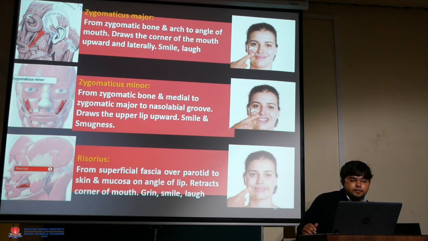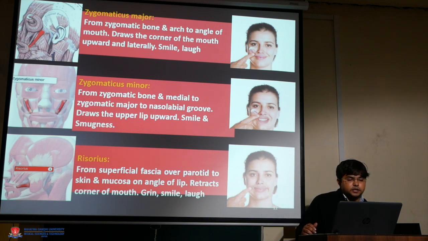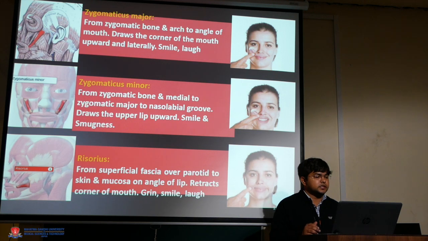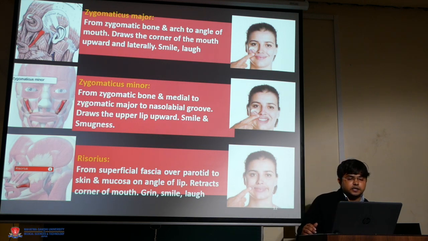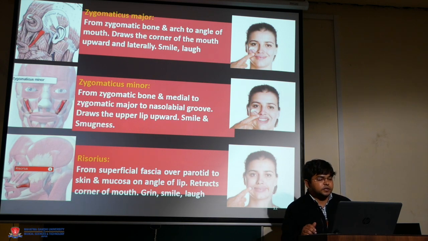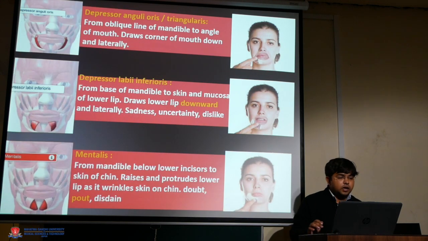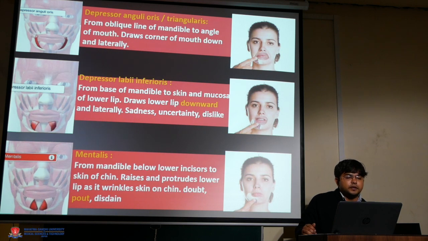The zygomaticus minor muscle originates from the zygomatic bone, medial to the zygomaticus major, to the nasolabial groove. The action of this muscle is to draw the upper lip upward in smile and smugness. The risorius muscle originates from the superficial fascia over the parotid to the skin and mucosa at the angle of the lip. The action of this muscle is to retract the corner of the mouth in grin, smile and laugh. The depressor anguli oris muscle originates from the oblique line of the mandible to the angle of the mouth. The action of this muscle is to draw the corner of the mouth down and laterally.